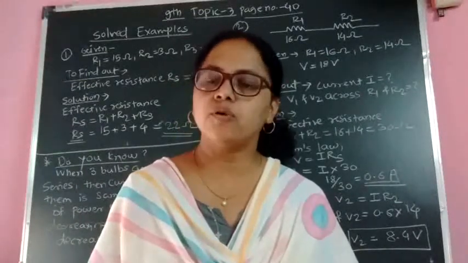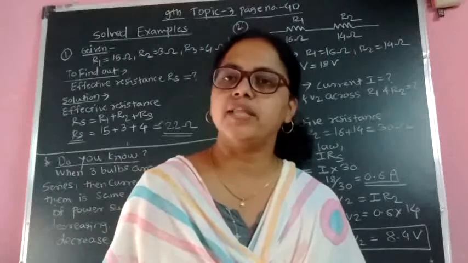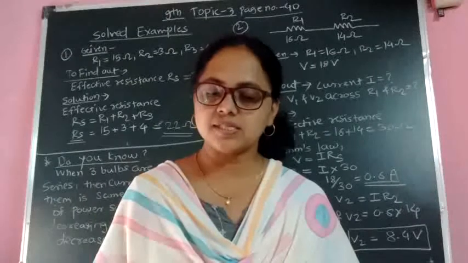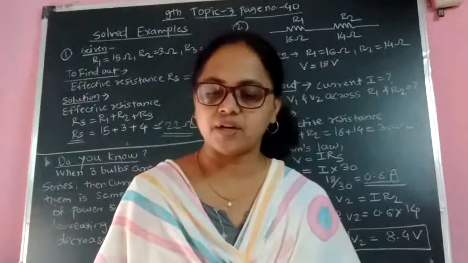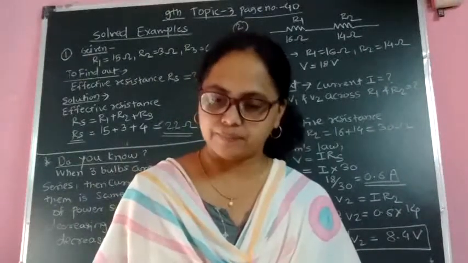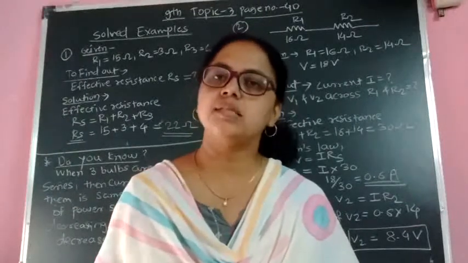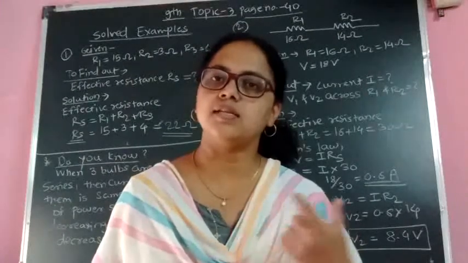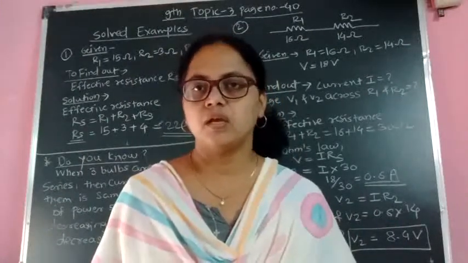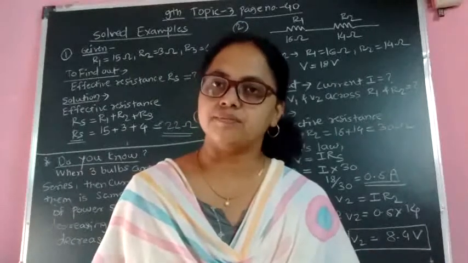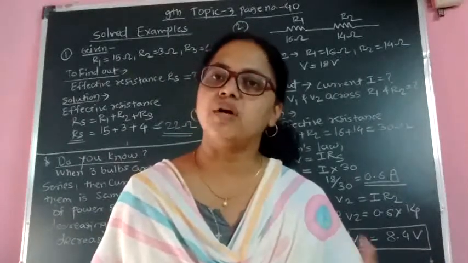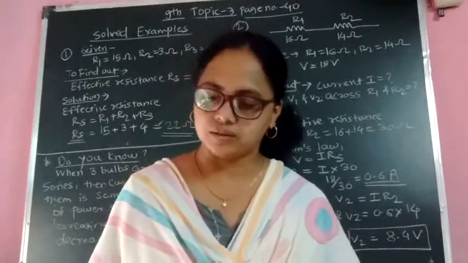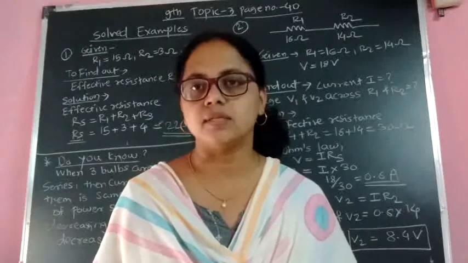Now we are going to see the next point, that is, do you know? One question is asked. What is that question? When resistors are connected in series, they are connected one after another. If any one of them does not function, then the circuit breaks. Suppose R1, R2, R3 are three resistances connected in series, and we have connected a battery in the electric circuit. R1 is not functioning in the electric circuit. Then what will happen? The circuit does not work and there is no flow of electricity.